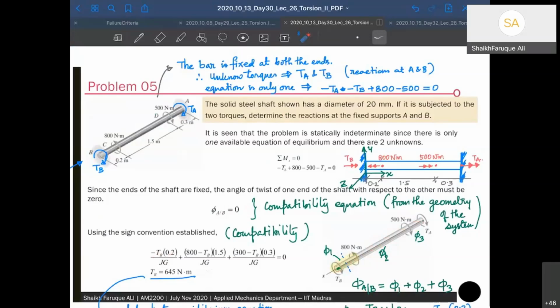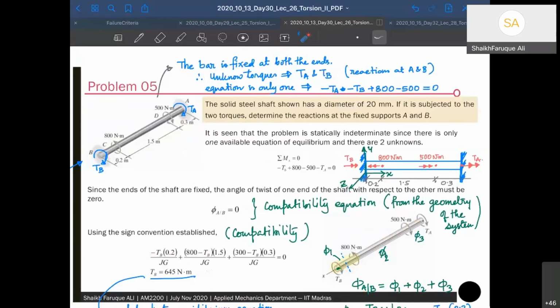Okay, so phi 1 is going to be minus TB times 0.2, because I have given minus TB, this length is 0.2, divided by GJ. Similarly, this portion is going to be 800 positive, TB negative, so 800 minus TB. If I take a section here and look from this side, it is 800 positive and TB negative, right? So 800 minus TB into this length from here to here, which is 1.5, so 1.5 by GJ, plus the rest of the section.